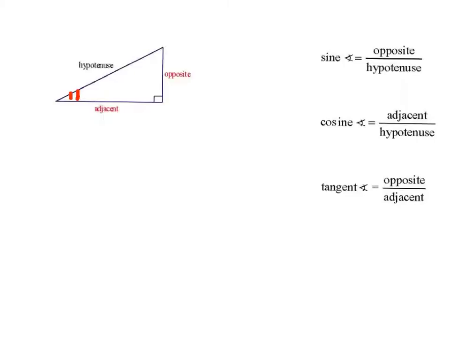There's a simple mnemonic you can use to remember which one is which, which is SOHCAHTOA. The letters stand for sine equals opposite over hypotenuse, cosine equals adjacent over hypotenuse, and tangent equals opposite over adjacent. Now let's recall how to use those ratios to solve trig problems.